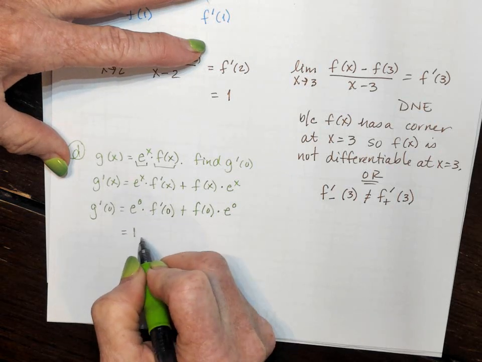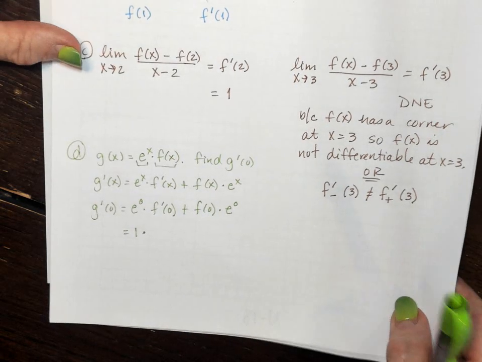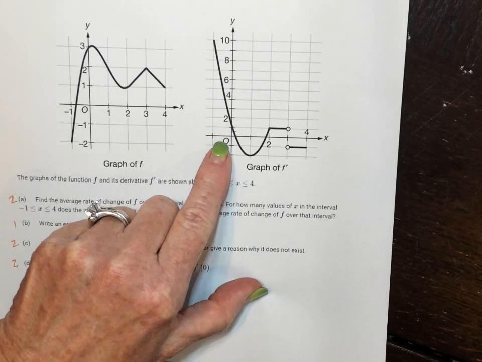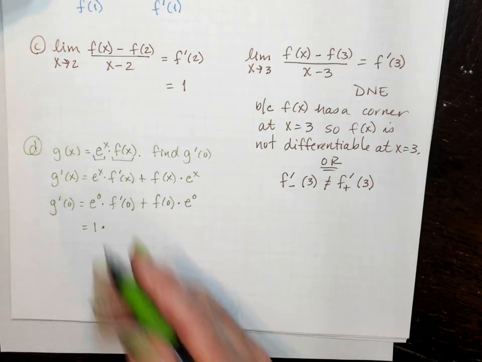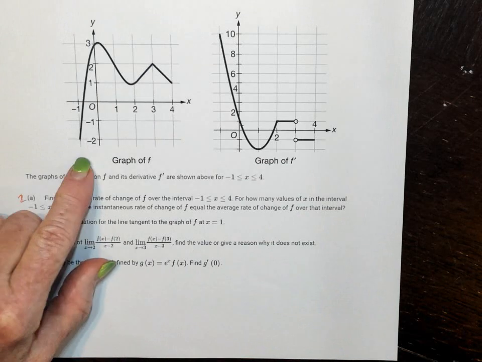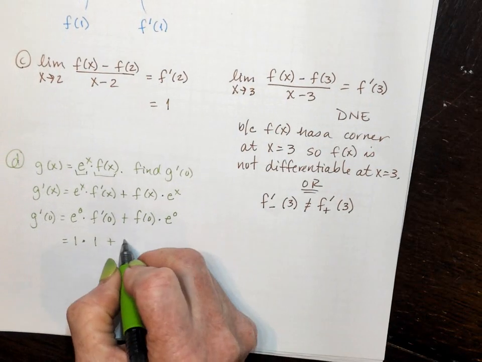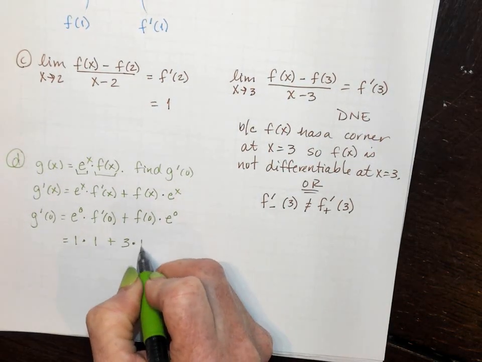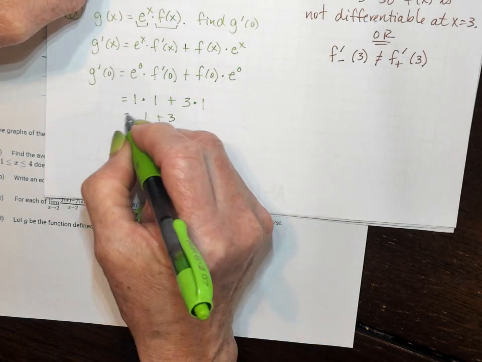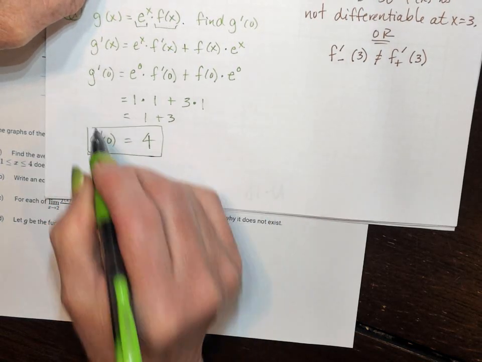Simplifying here, e to the 0 is 1 times, now we need f prime of 0. We're going to have to go back to the graph. f prime of 0 is 1 plus, and then here we'll need f of 0. f of 0, that's 3, times, and e to the 0 is 1. We end up with 1 plus 3, which is 4. So g prime of 0 is equal to 4.